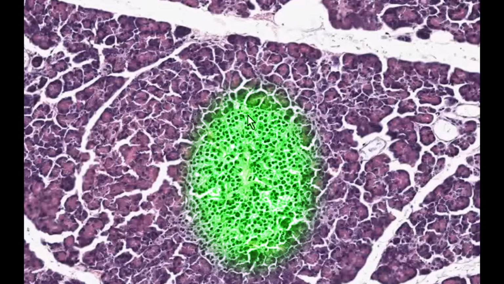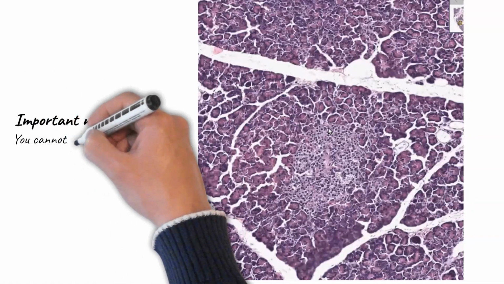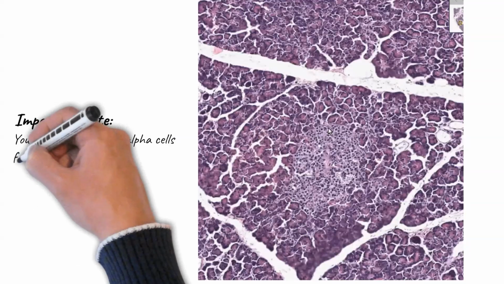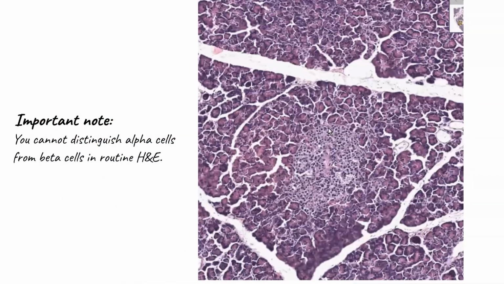Let's talk about the islets of Langerhans. These pale staining clusters contain endocrine cells, such as alpha, beta, delta, etc., that secrete hormones directly into the bloodstream. Now, it's very important to know that you cannot distinguish alpha from beta cells in routine H&E staining. So simply identify the structure as an islet, which is lighter, less granular, and not organized into acini.